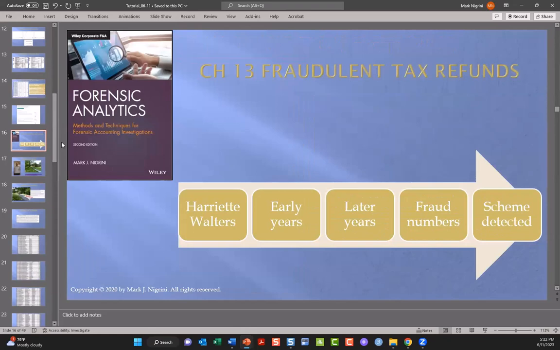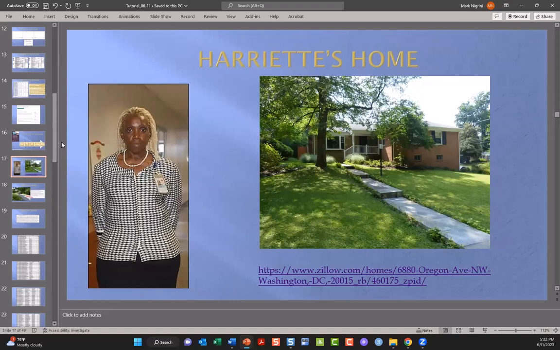Chapter 13. Have you had a look at chapter 13? I glanced at it. Thank you. I didn't finish it. Okay. It's a whole case all about Harriette Walters. Harriette worked for the District of Columbia, and over a period of around 18 years, Harriette stole close to $50 million. This was Harriette's house, as she doesn't live there anymore.